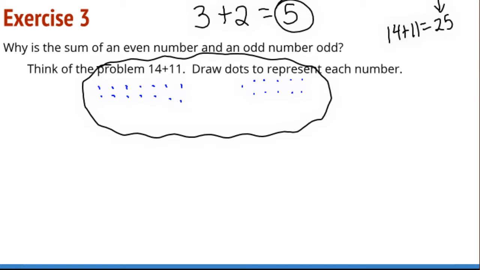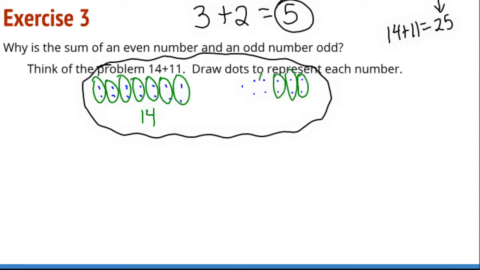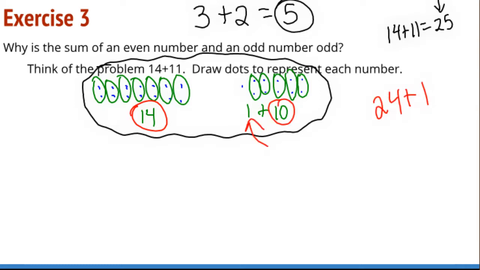Well, let's take a look at what's happening with our pairs in here. Here's a pair, here's a pair, here's a pair, here's a pair, here's a pair, here's a pair, here's a pair. The 14 is all pairs, no leftovers. Let's take a look at the 11. Pair, pair, pair, pair, pair. So I've used up 10 of the 11, but I did have one piece left over, one dot that didn't have a buddy. So when I combine all this together, the 14 and the 10 will combine together to make 24, but then I have my oddball dot all by himself.